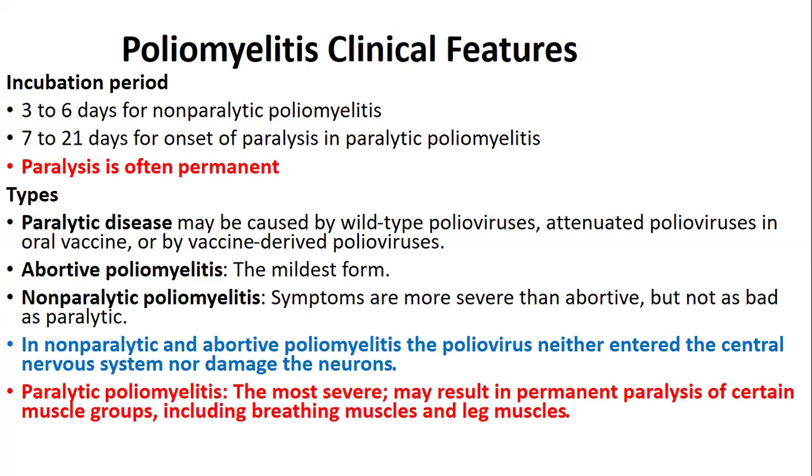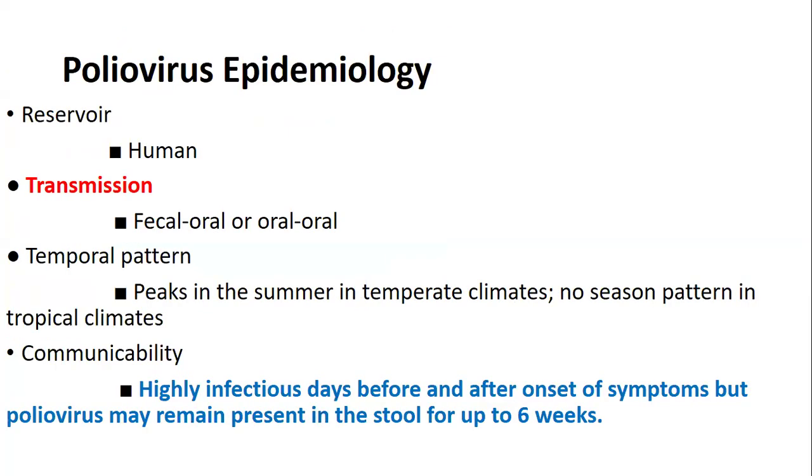That is what is characterized in non-paralytic and abortive poliomyelitis, whereas paralytic poliomyelitis is the most severe, and may result in permanent paralysis of certain muscle groups, including breathing muscles and leg muscles. So this one usually cripples the person it has affected.